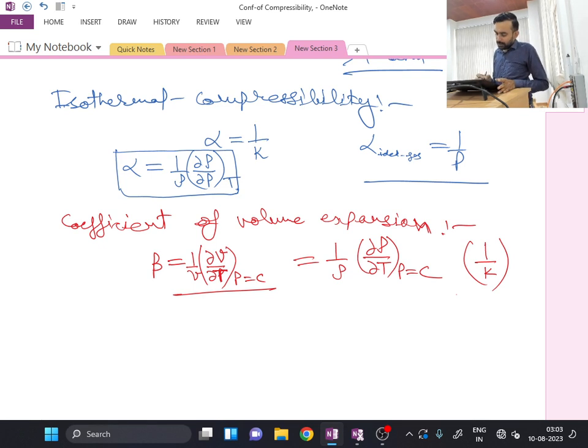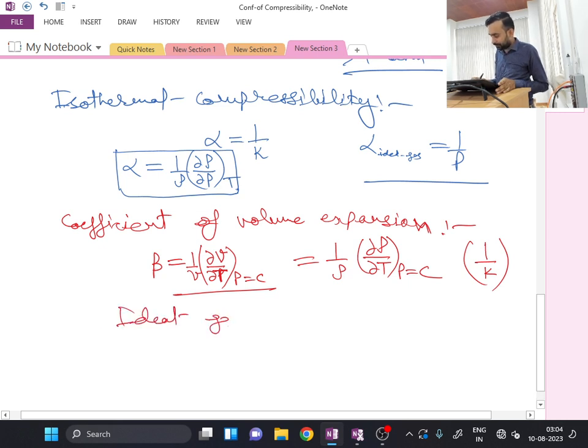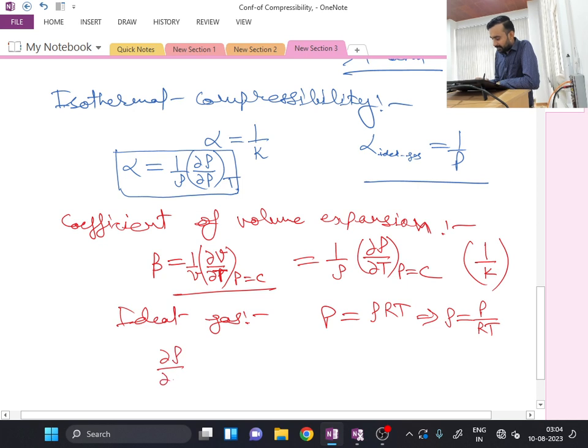Now, if I talk about its value for an ideal gas, what will I get? For an ideal gas, once again, P is equal to rho RT. From here, rho will become P by RT. Now you calculate del rho by del T. Tell me what will be del rho by del T at constant pressure. Pressure is constant, R is the characteristic gas constant, which is also constant. So P by R is constant. What is the derivative of 1 by T?